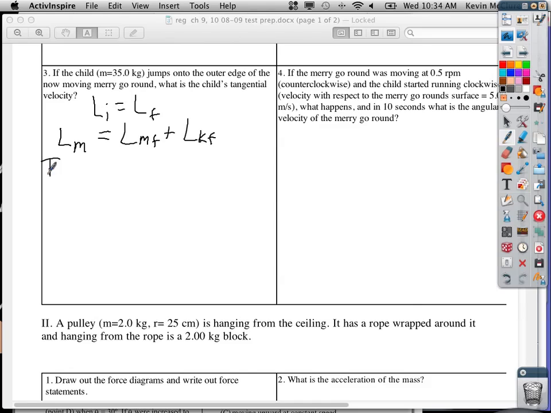So we have I of the merry-go-round times omega initial equals I of the merry-go-round times omega final plus I of the kid times omega final. Hopefully everybody's okay with the fact that the kid and the merry-go-round have the same final angular velocity, because the kid's not moving, just grabs on.